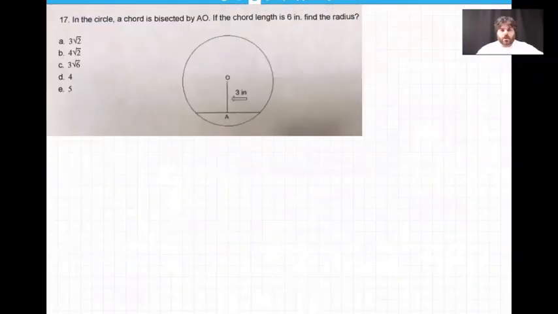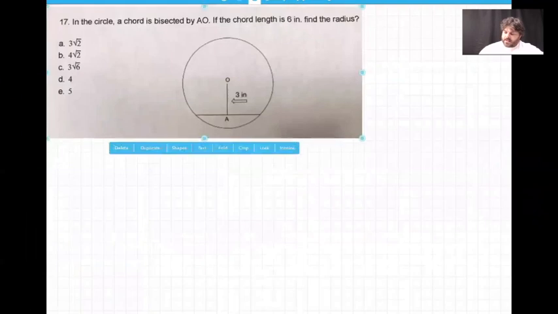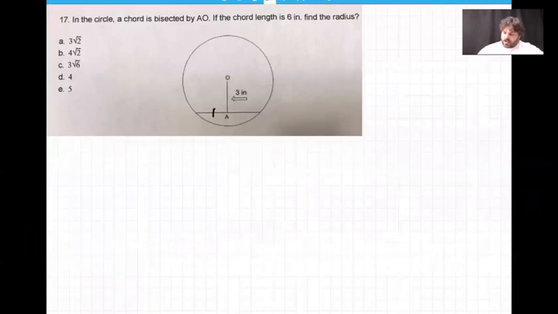All right. In the circle, a chord is bisected by AO. If the chord length is 6 inches, find the radius. All right. So in this one, it says it's bisected. So we know that these two side lengths here are equal. And since this chord is 6 inches, that means that this is 3 inches and this is 3 inches. Okay. So it says to find the radius here.